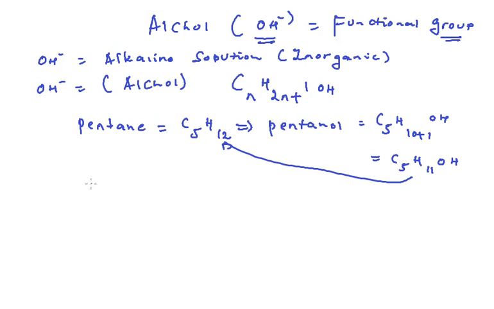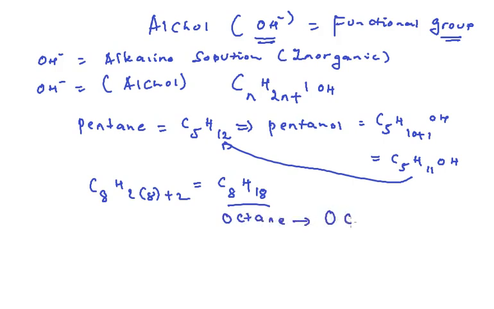If I need octanol or hexanol, let's say octanol. Octanol comes from octane. So octane would be C8H, 2 times 8 plus 2, that's C8H18, I believe. This is octane, right? So if I need to get octanol, I would have one less hydrogen, C8H17OH. That's called octanol.